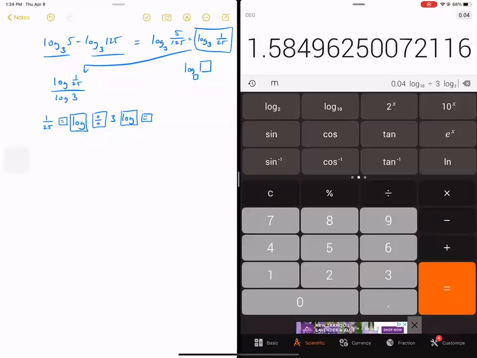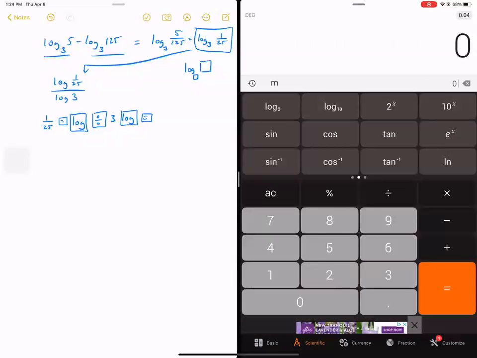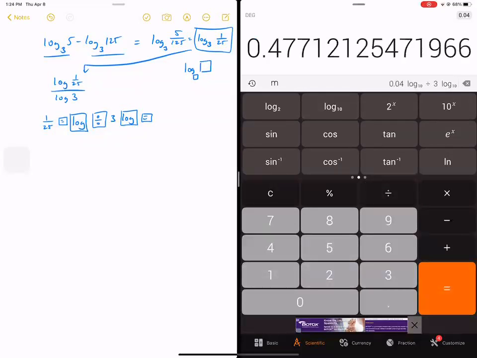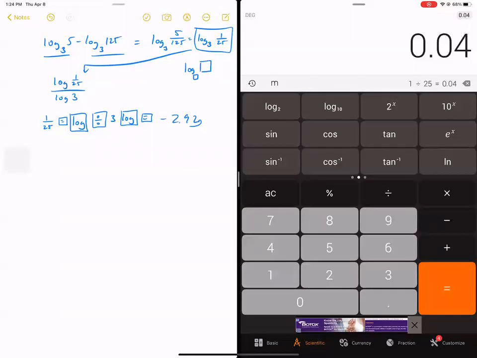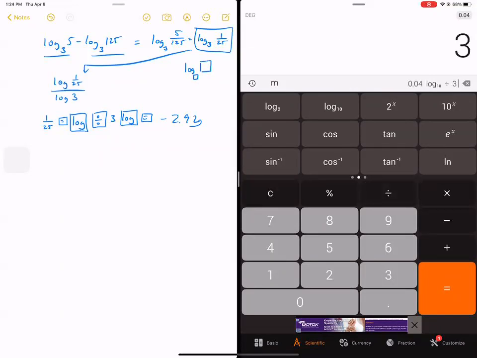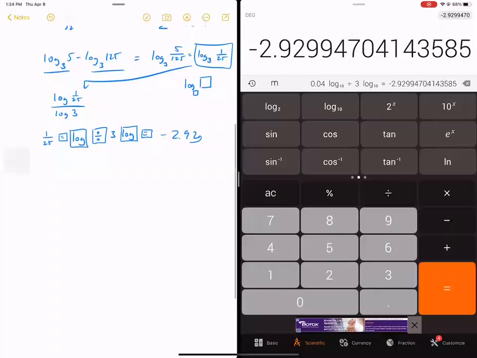Hit divide by 3 log. Oh darn it, I hit the wrong log. If I mix the logs, it's not going to work. So let's go redo this. 1 divided by 25 equals, we're going to log this. Then divided by 3 log equals. Okay. I'm getting negative 2.92, rounding up 2.93. Okay, let me try that again. 1 divided by 25 equals, and we're going to log this, then divide this number by 3 log. Yep. Okay.